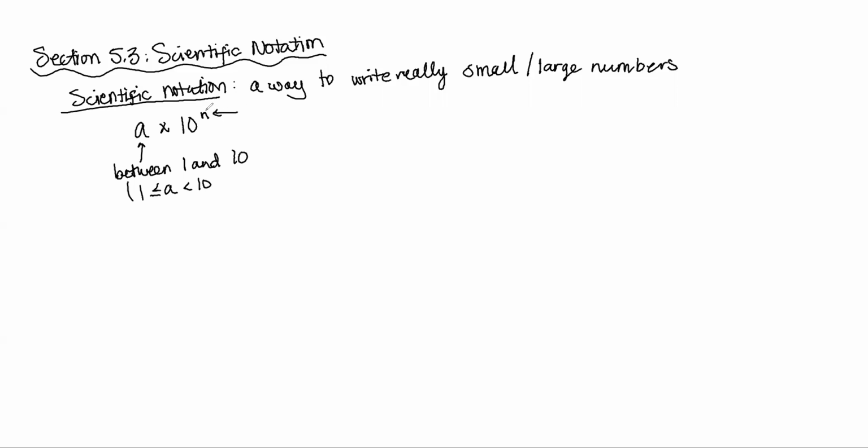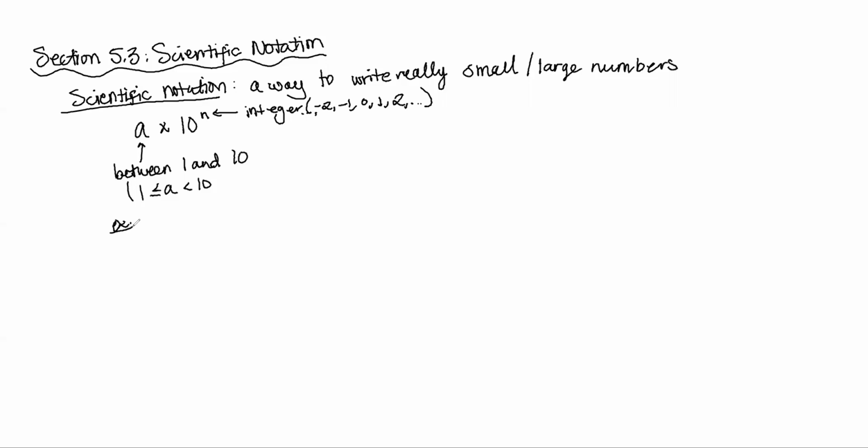And this n, this exponent here, is going to be an integer. So it's going to be one of those numbers that's a whole number. So like -2, -1, 0, 1, 2, and so on. So it could be positive or negative, but it does have to be a whole number.